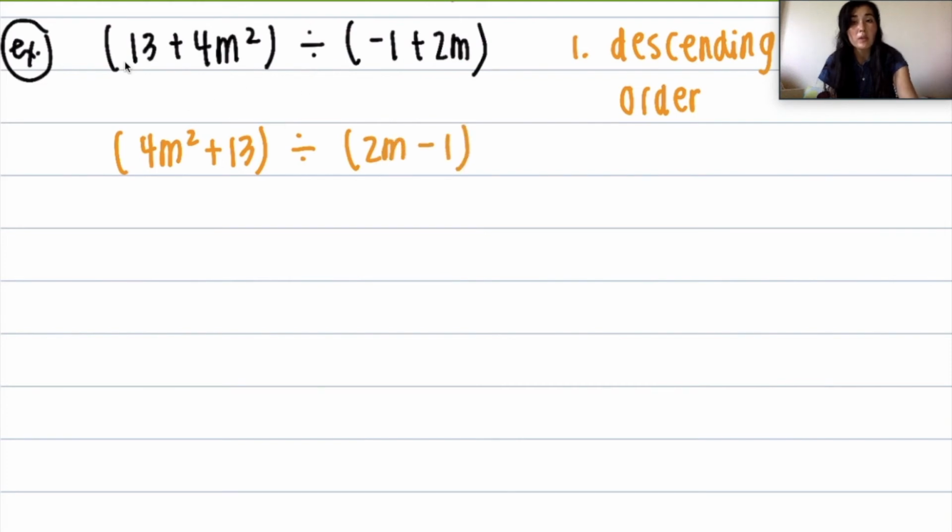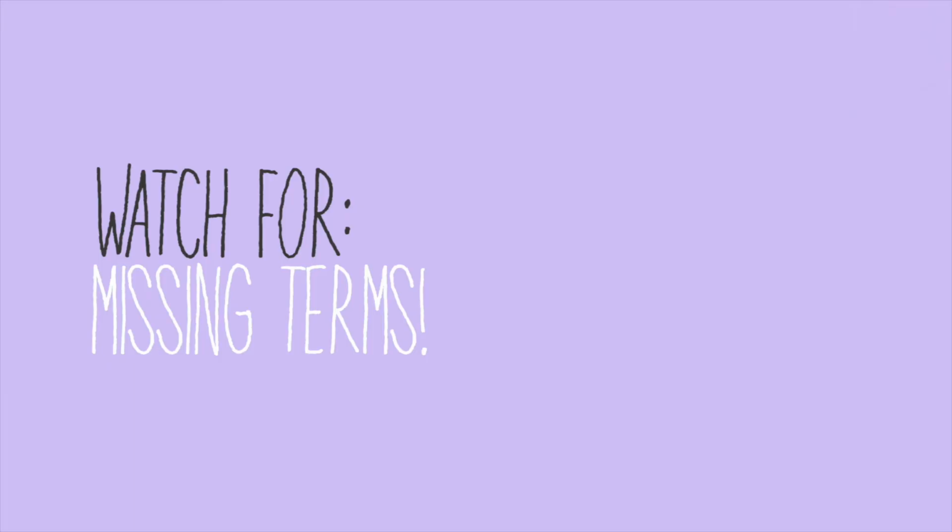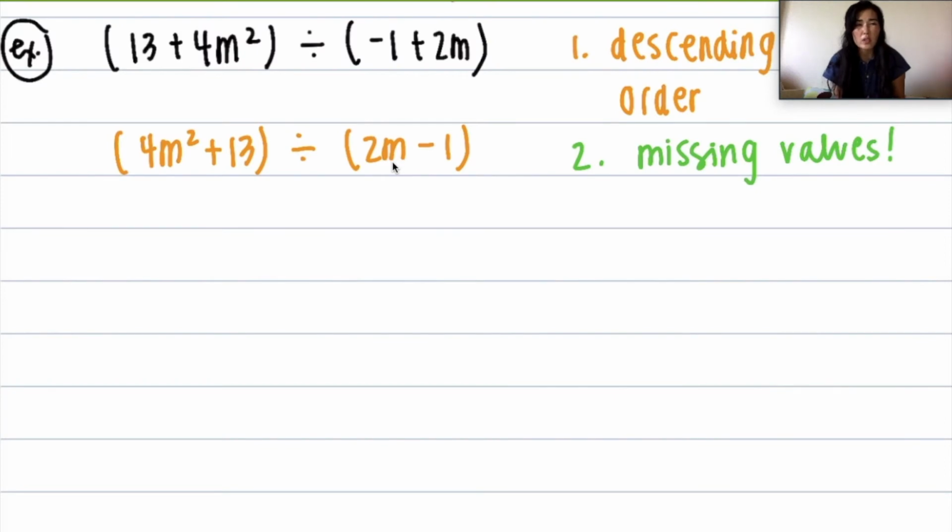So again, you want to make sure that both that first term and that second term are in descending order. So check for that. That might be a reason why you get an answer wrong if you're not in descending order. Now, second thing that I want you to watch out for is missing values. You can actually solve these problems without putting in a placeholder, but I actually recommend it just so you don't mix up your terms.